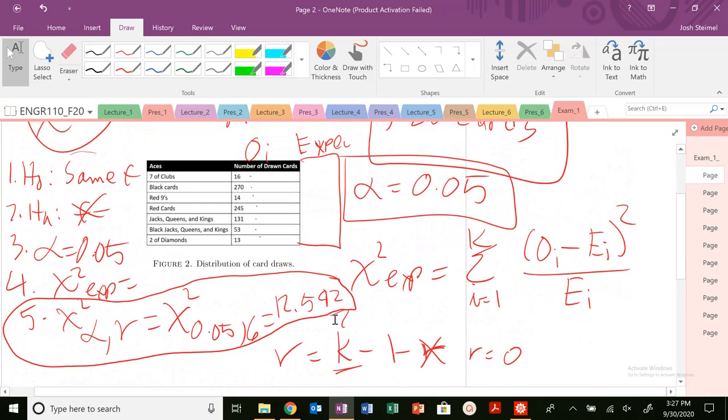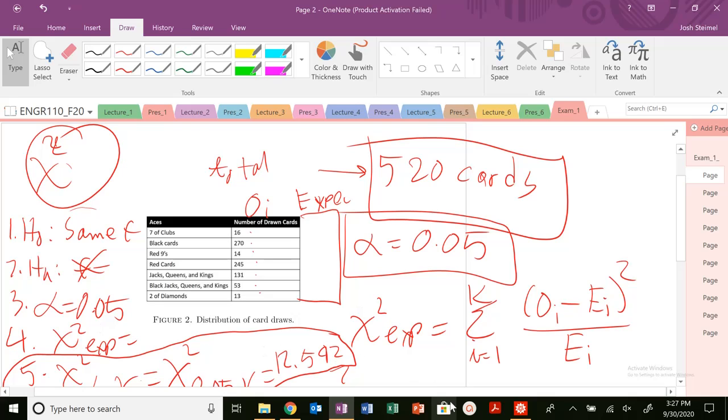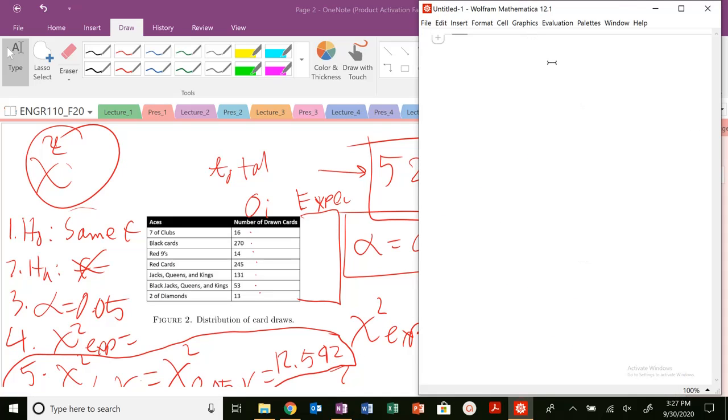Now let's get to the business of calculating the chi-squared experimental value. Let's go into Mathematica. I'm going to set up my function like this. My total number of cards drawn, so total is equal to 520. They drew 520 cards. So what's the probability of drawing? These are my observed values. Observed equals 16, 270, 14, 245, 131, 53, 13.